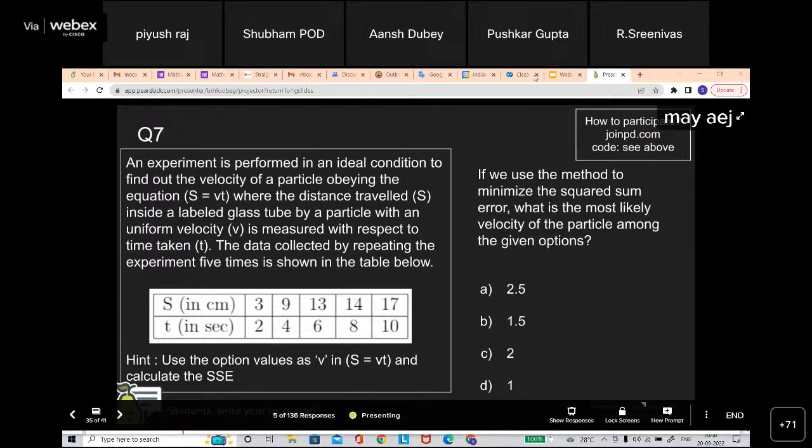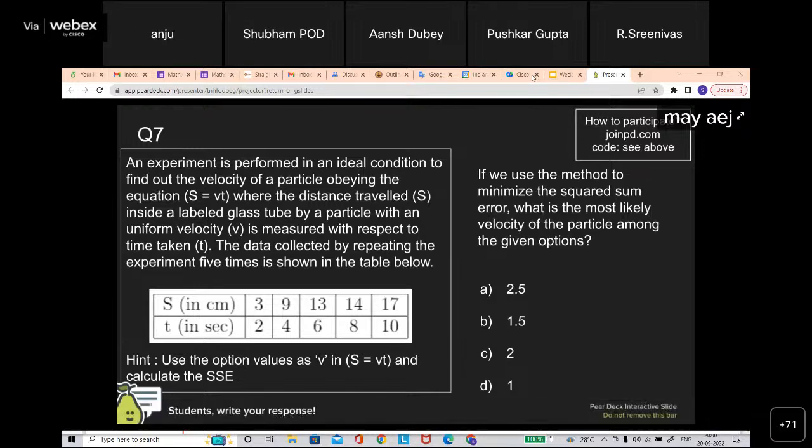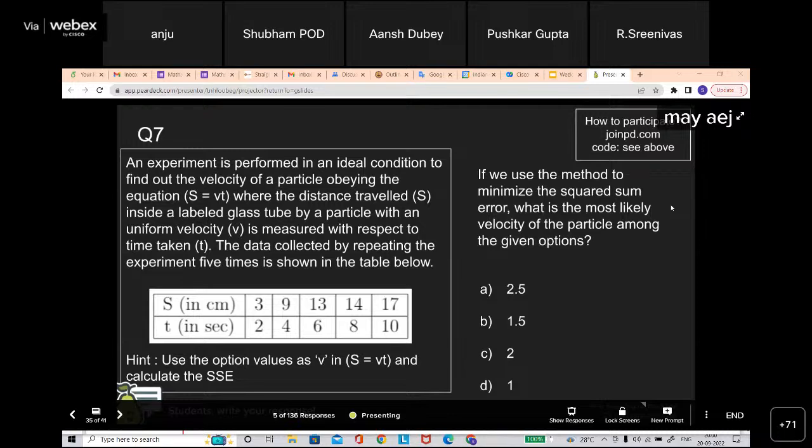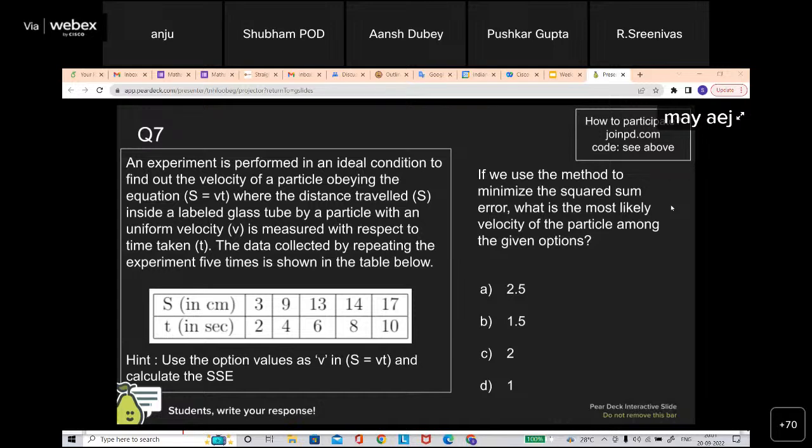Sir, may I know? Sorry, yeah, Anshu. So what is SSE? Okay, sum square error.